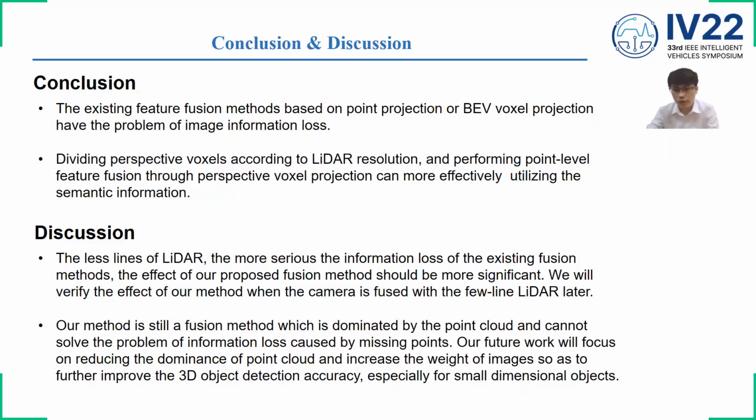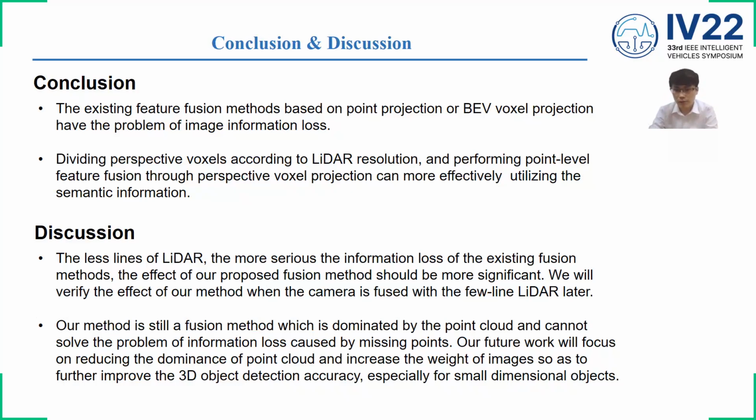According to the above experiments, we can get the following conclusions. The existing feature fusion methods based on point projection or bird's eye view voxel projection have the problem of image information loss. Dividing perspective voxels according to angular resolution and performing point-level feature fusion through perspective voxel projection can more effectively utilize the semantic information.